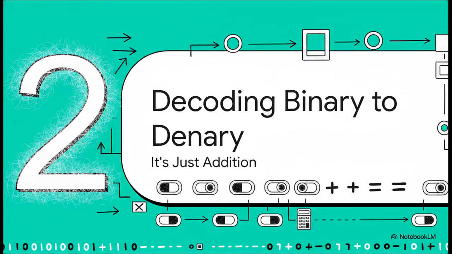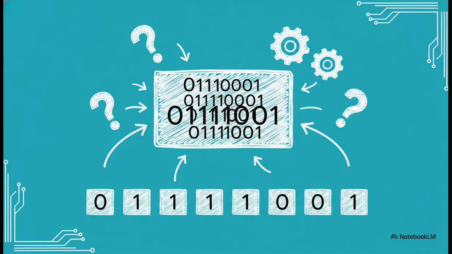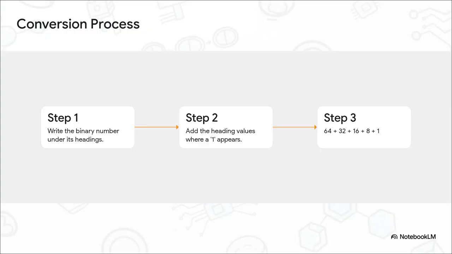Okay, now that we've got the place values down, let's start translating. This is a huge skill for your exam, but the good news is it's really just a bit of simple addition. Let's walk through it. So we're going to tackle this binary number together, 0111001. Yeah, it might look like something out of the Matrix, but I promise, we just need to use those place values we just talked about. The process is always the same.